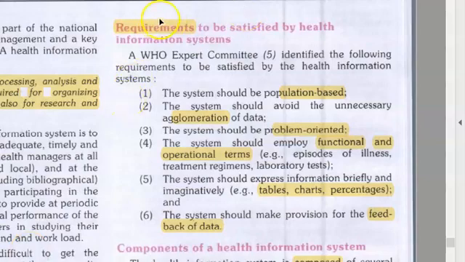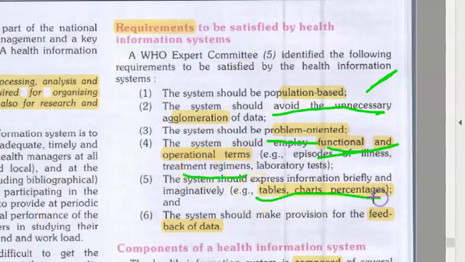So what are the requirements that have to be satisfied by these health information systems? So these health information systems should be population based. They should not have some unnecessary data. They should be problem oriented. You should be able to solve some problems using that data, right? So they should have some functional and operational terms. What are the terms like episode of the illness, the laboratory test, the treatments that were given, the outcome, etc. Right? So there should be some functional and operational terms.